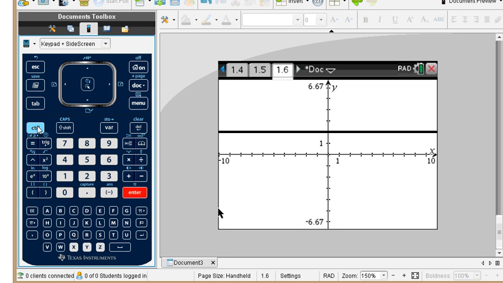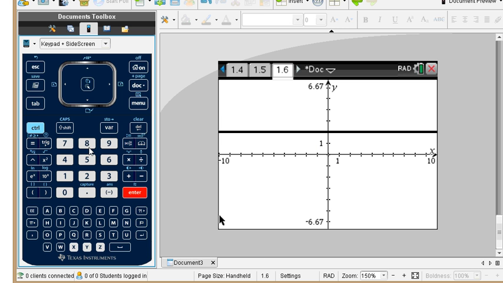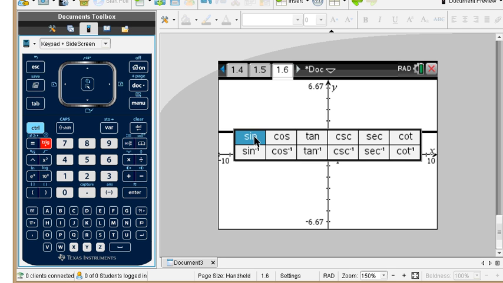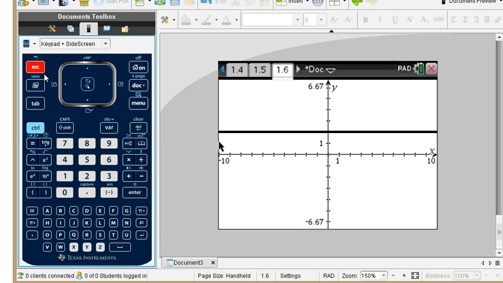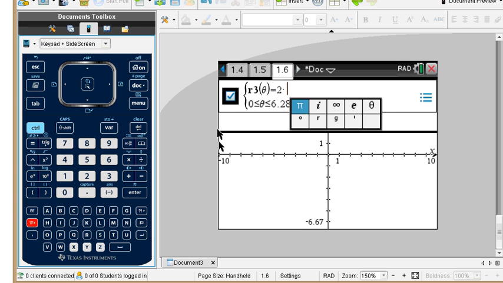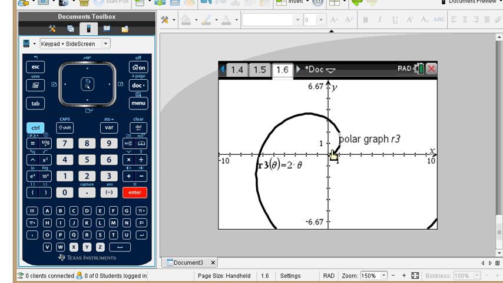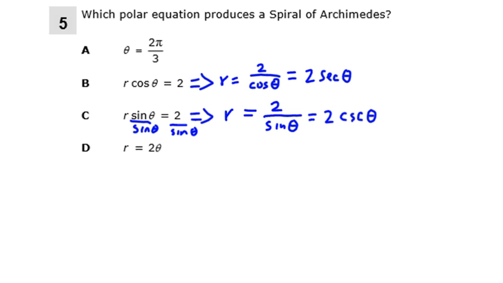And let's go ahead and try this answer choice D, because that's going to be the right one, r equals 2 theta. So we go here and put in, oops, escape. Up here, we're going to put in 2 theta. And we get the theta symbol here, go to the right, press enter, and this is an Archimedes spiral. That's a pretty distinctive thing. And so by process of elimination, that's the only one it could be.